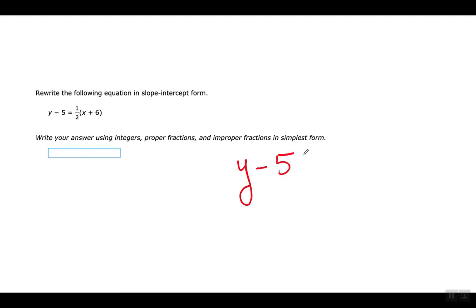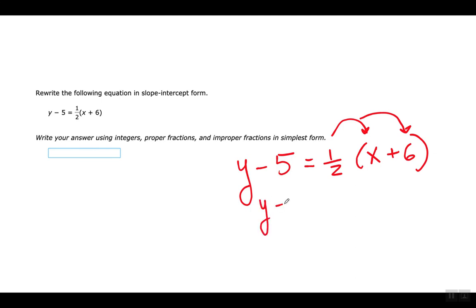All right, so here's my problem. y minus 5 equals 1/2 parentheses x plus 6. Almost all of them that have a fraction, when you multiply, the fraction will disappear with this number. And what I mean by disappear is it'll change to a whole number, and you'll get rid of the fraction. All right, so I'm going to distribute this fraction.